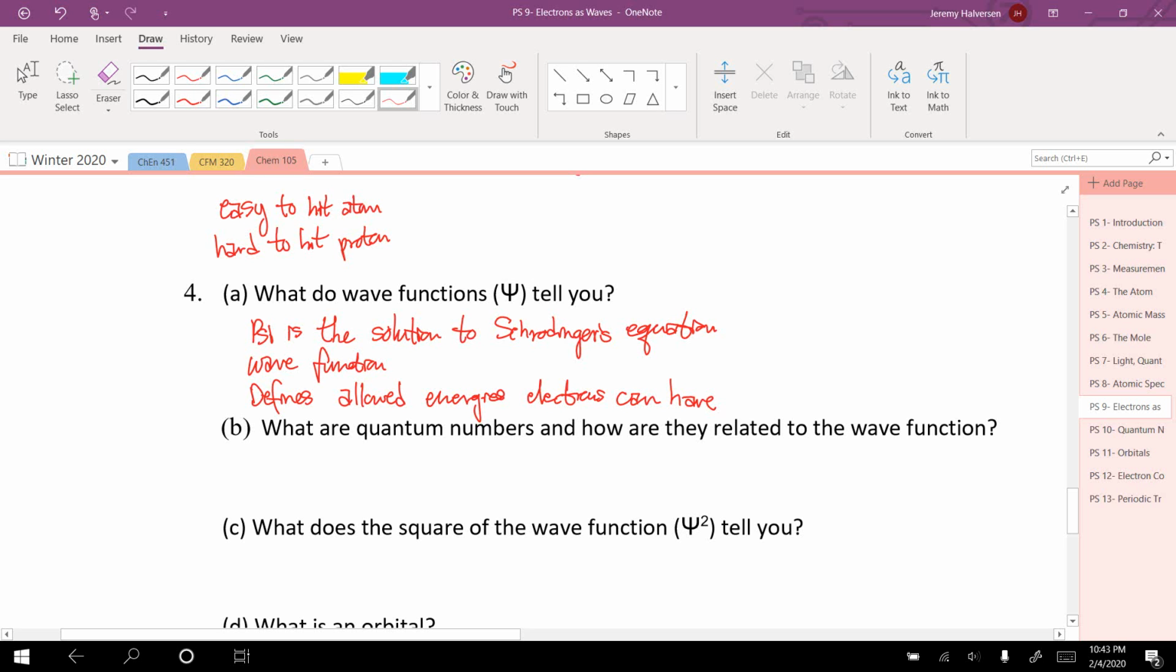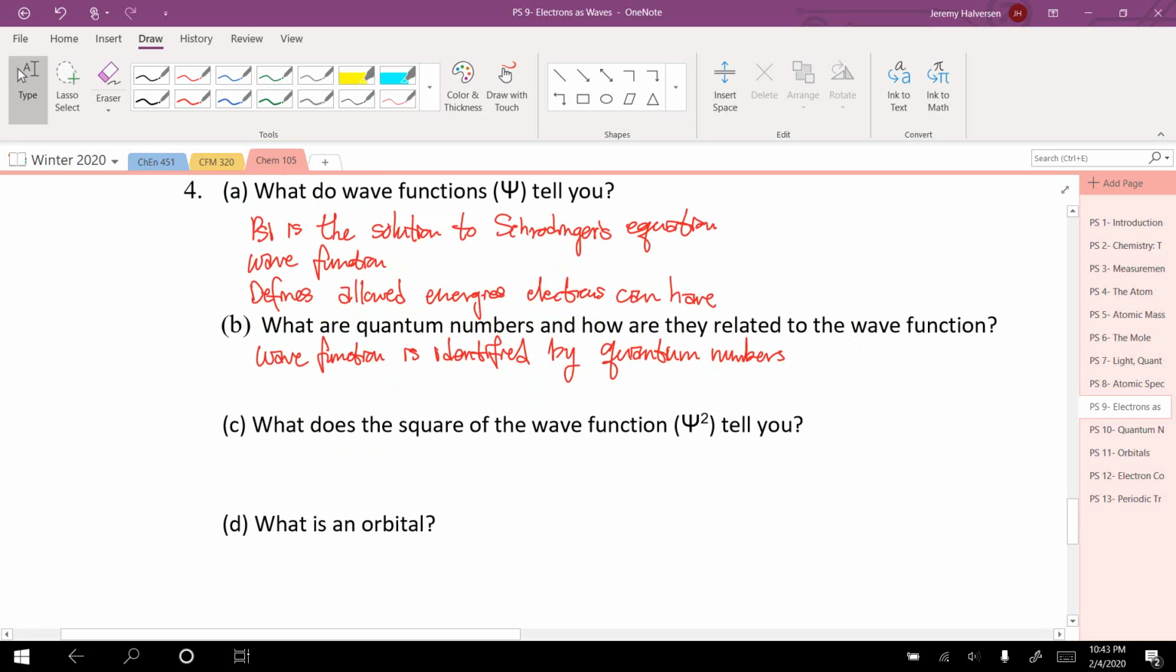Okay, and each wave function is identified by some quantum numbers. So what are quantum numbers? How are they related to the wave function? I'm going to say that the wave function is identified by quantum numbers. It's kind of how we talk about the wave functions, in the context of the quantum numbers.